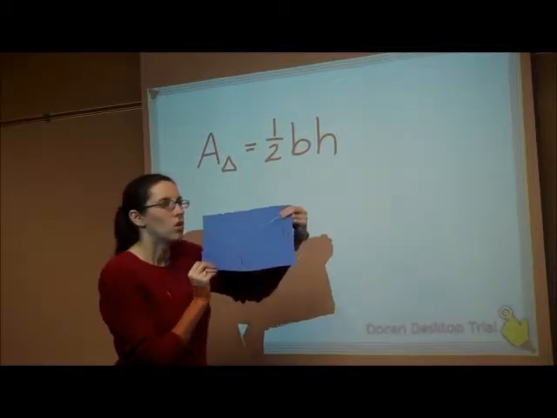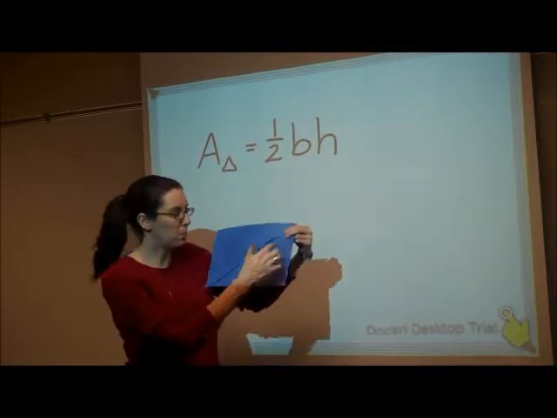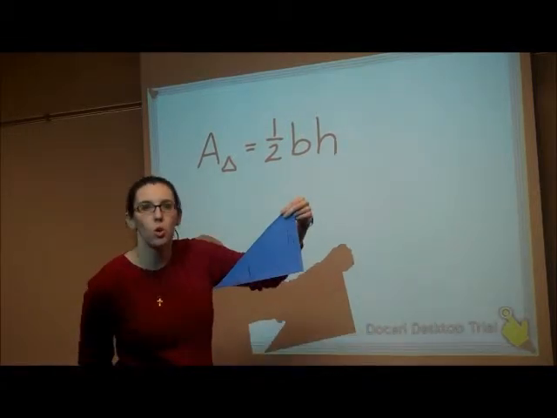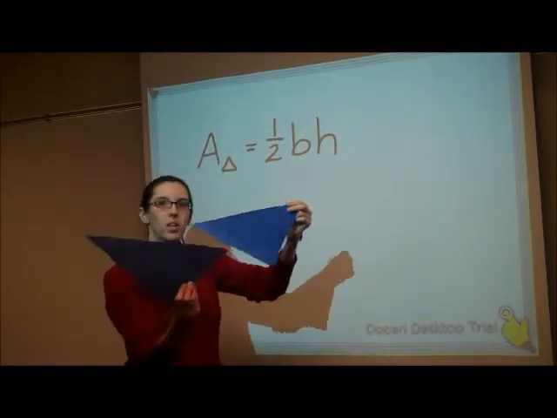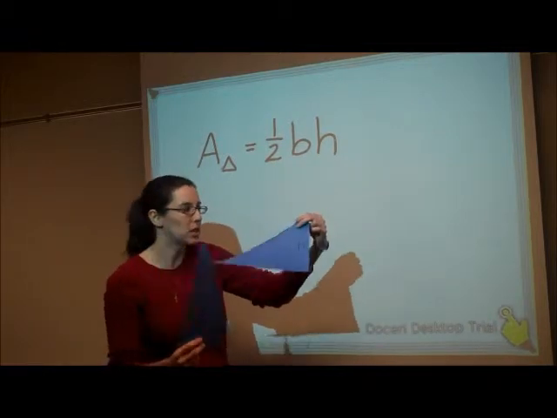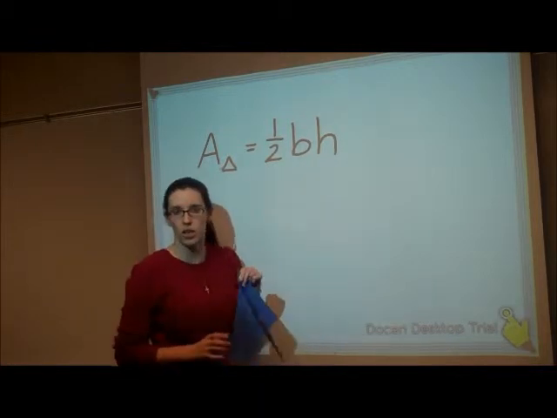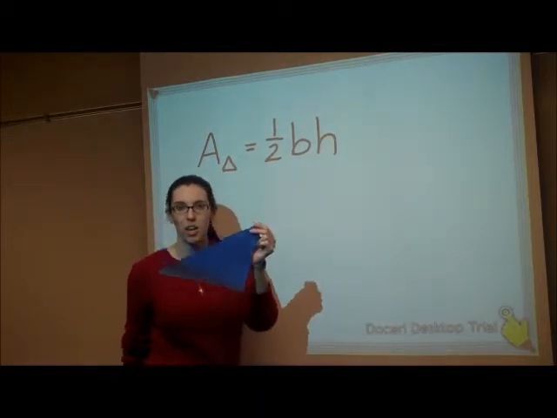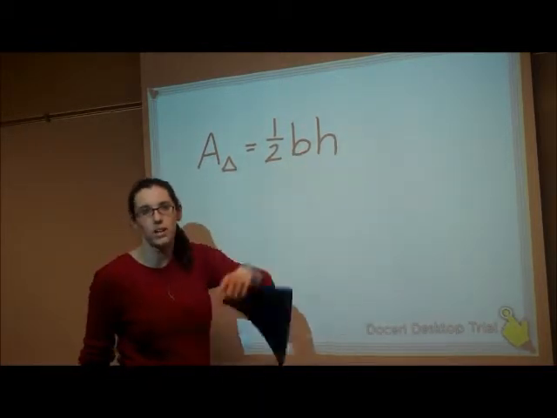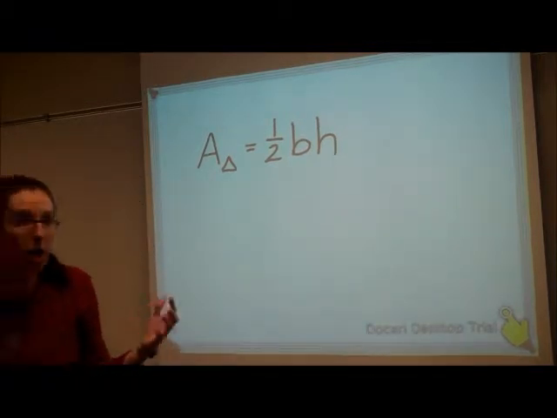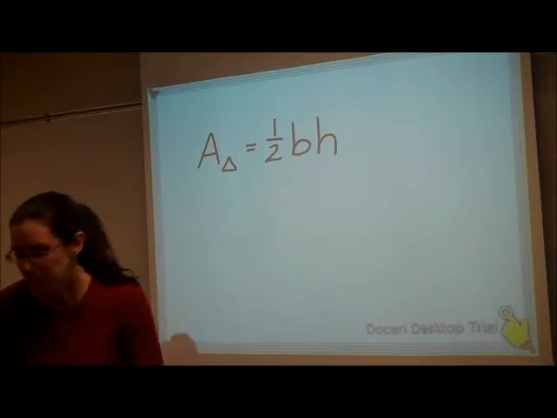Now, the area of this rectangle was base times height. One of these triangles would have half of that area because the two same triangles put together would give me that rectangle. So that's where this formula comes from. It's half the area of the rectangle, or parallelogram, formed by putting that triangle together with its identical triangle.